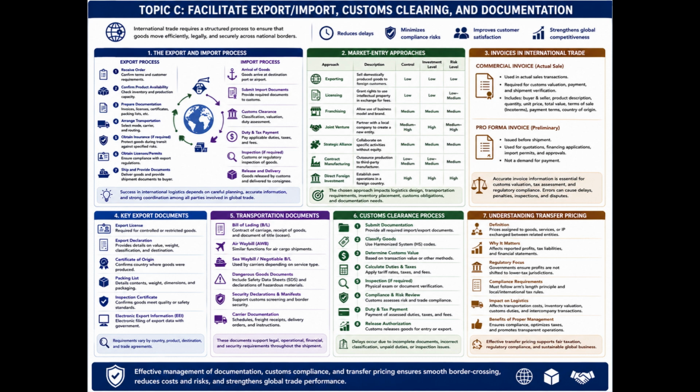Import and export activities require a wide range of specialized documents that facilitate regulatory compliance and shipment processing. Common export documents include export licenses, export declarations, certificates of origin, packing lists, inspection certificates, and electronic export information submissions. Certain products require export licenses due to military, environmental, strategic, or political considerations. Export declarations provide governments with information regarding the value, weight, destination, and classification of goods being exported.